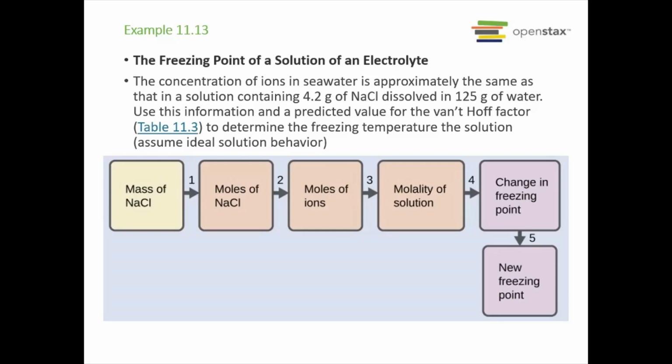So the first thing we need to do is go from grams of sodium chloride to moles of sodium chloride using its molar mass. I'm going to assume you guys are good with that now, and this gives us 0.072 moles of sodium chloride. The next part we need to do is figure out how many moles of ions are made. Using the predicted Van't Hoff factor, we make 2 moles of ions for every 1 mole of sodium chloride. So that tells us we have 0.14 moles of ions.